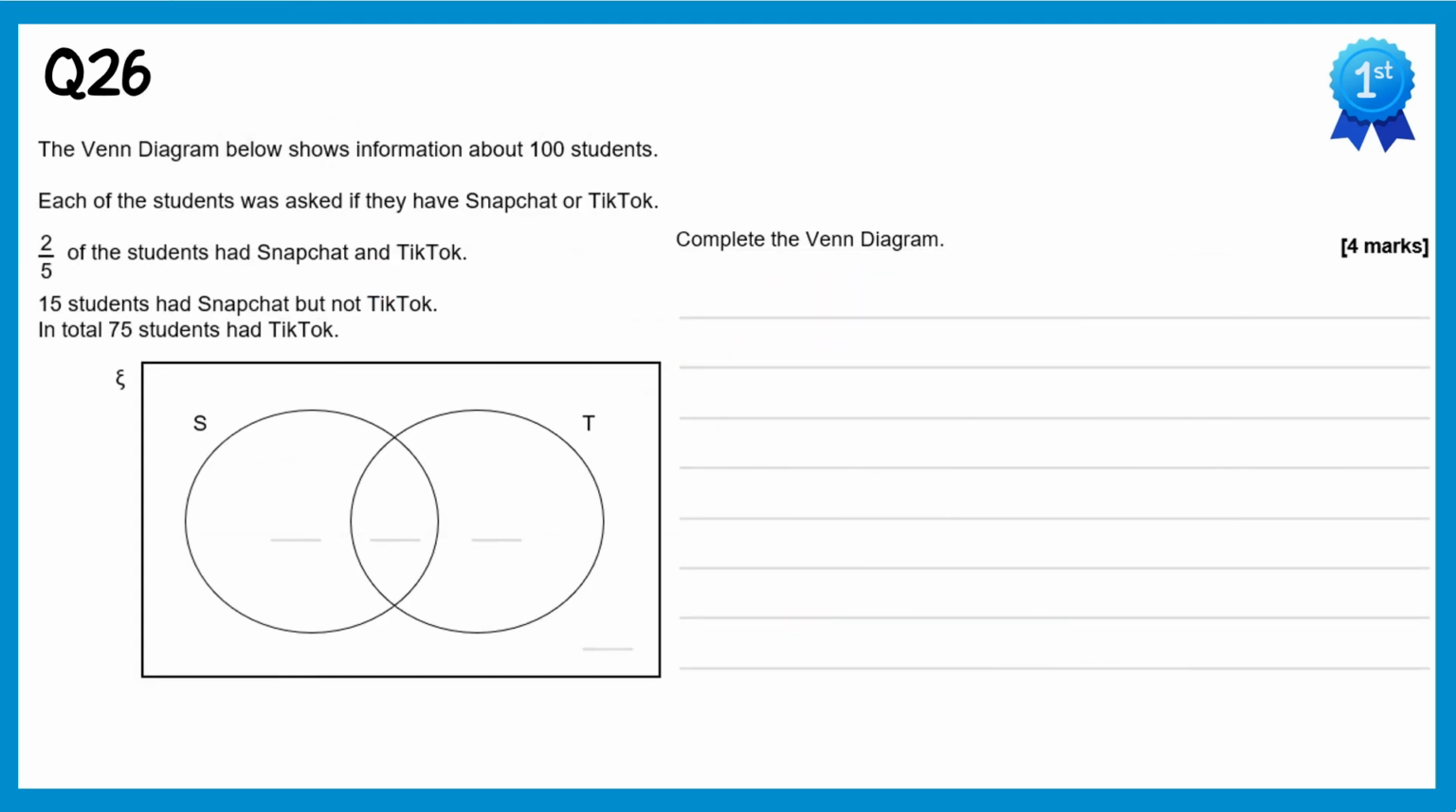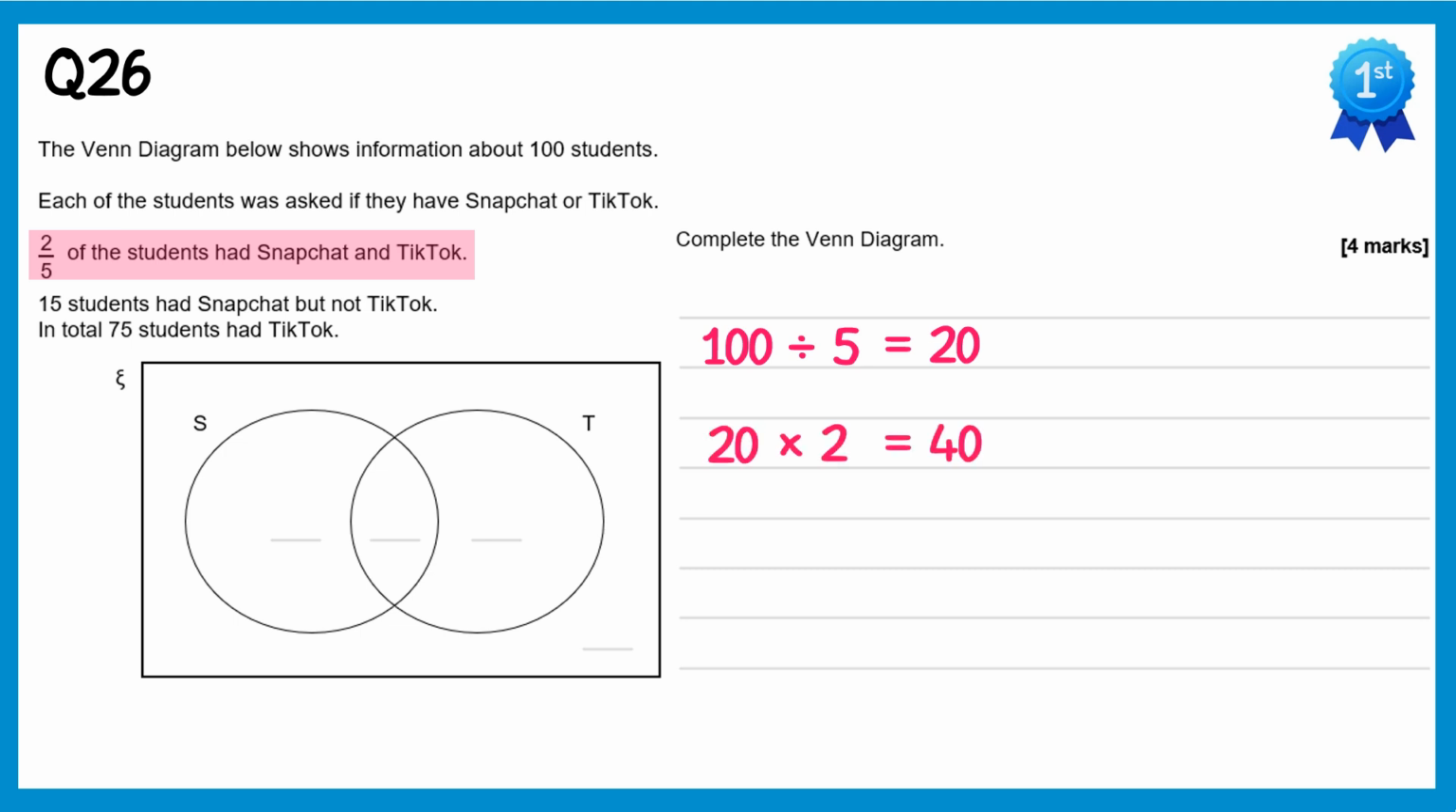For this question, we've got 2/5 of the students have Snapchat and TikTok. So we need to work out 2/5 of the total students, and that's 100. So we do 100 divided by 5 to get 1/5, and that's 20. And then to get 2/5, we times this by 2, so 20 times 2 gets you 40. So 40 students had Snapchat and TikTok. That goes in the intersection, in the middle of the Venn diagram.